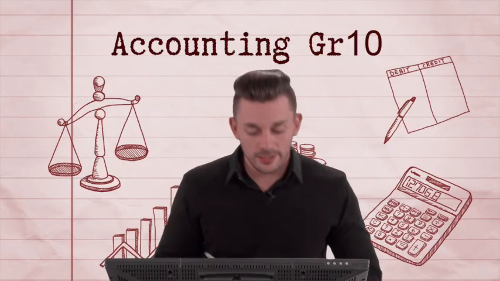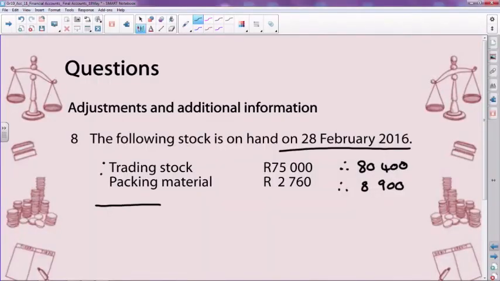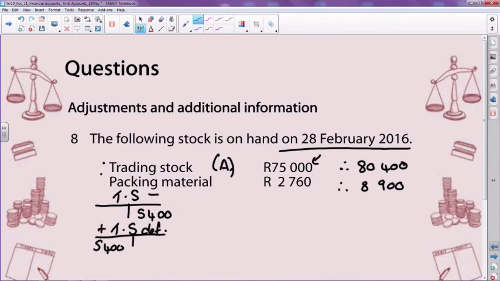Okay guys, let's look at it. So if you go and check, you counted for trading stock, which is an asset, you counted less. You only counted 75, but you should have 8,400. So what should happen to your trading stock? Your trading stock should go down with the difference. And what is the difference? 5,400. And you lost this stock. So you're going to create an account called trading stock deficit on the debit side because you lost. It's an expense and you're going to enter it like that.